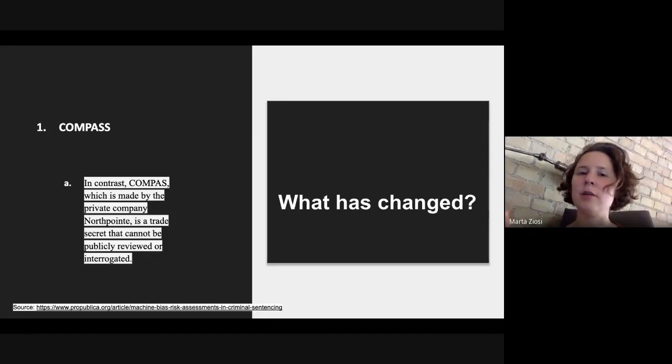We are incurring the same problems, but what we're not giving people is a chance for accountability or even just access, which are virtue ethics values, which have come up several times in the talk.